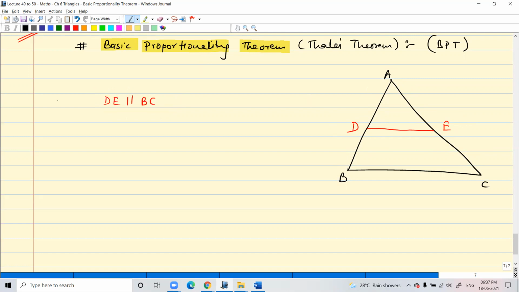It's very simple. If DE is parallel to BC, then AD by DB is equal to AE by EC. You see, this by this is equal to AE by EC.